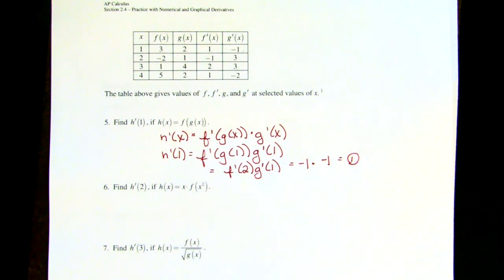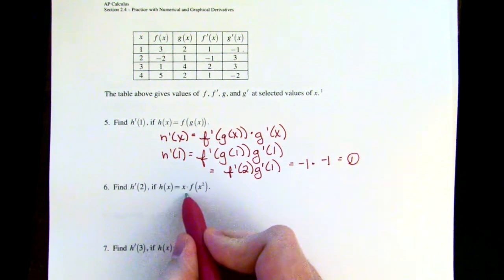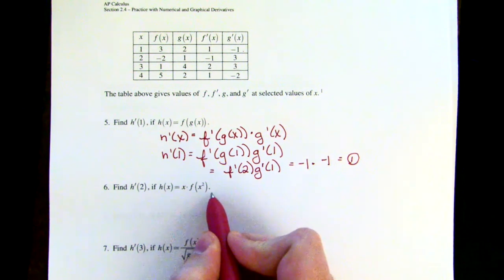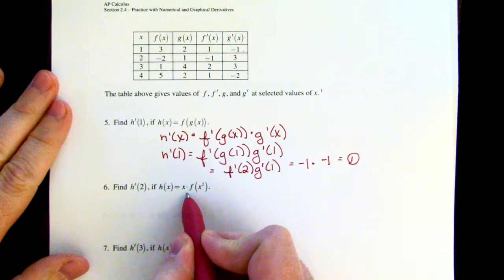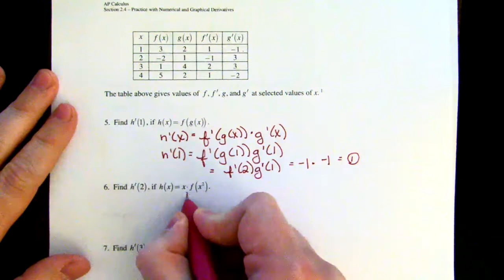Now, moving on. These start getting a little bit more complicated, and the variations I'm about to show you are variations the AP exam really likes. They really like kind of mixing some just f's and g's with some actual functions, x, x squared, sine x, things like that. So let's see what we can do in a problem like 6. H of x equals x times f of x squared. That multiplication tells me this is going to be a product rule problem. I need to go use the product rule.